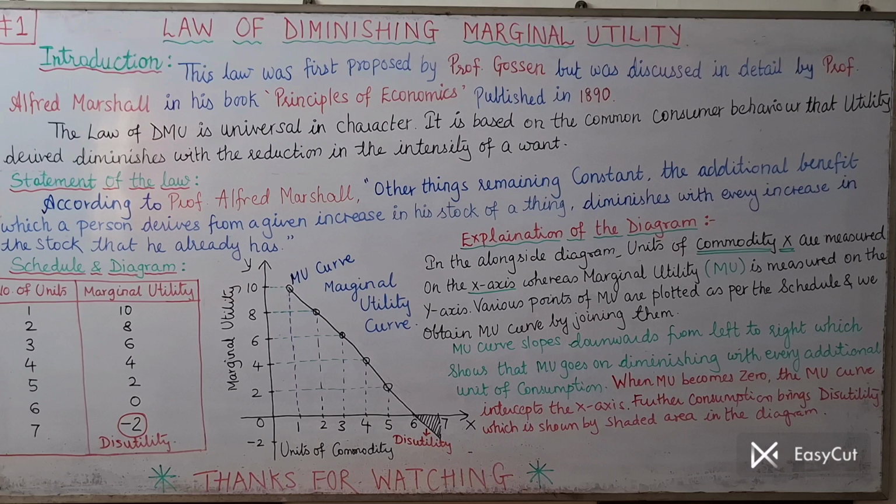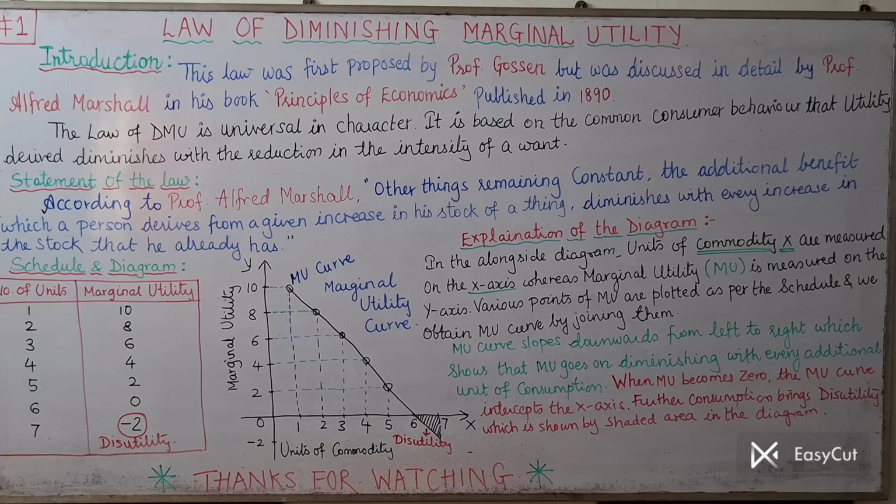But still, if the consumer continues the consumption and eats the 7th unit of apple also, then he will start feeling some discomfort. That is called disutility. That means instead of benefit, he will suffer a little bit. So it is disutility or negative utility, that is -2 in our example. So this was the table. Now same thing we'll plot in the diagram.